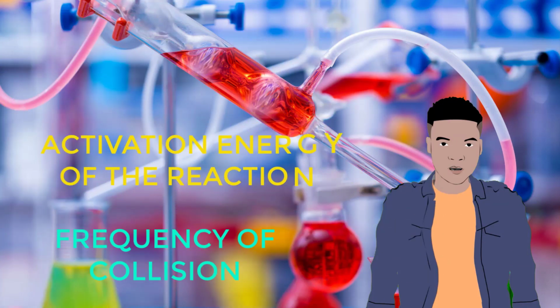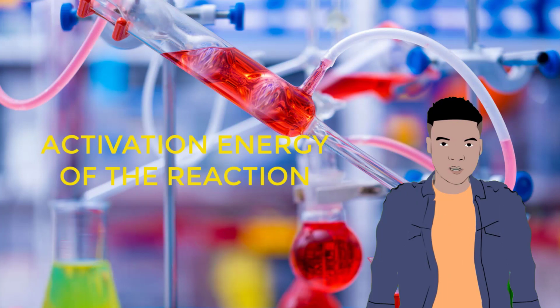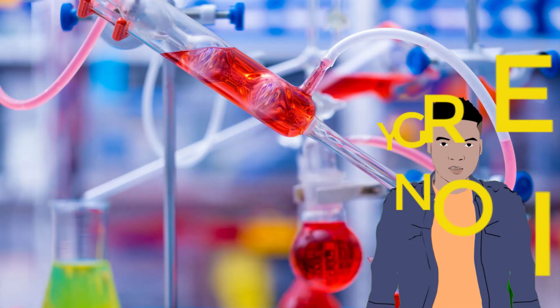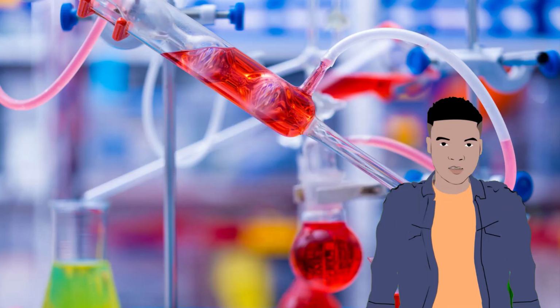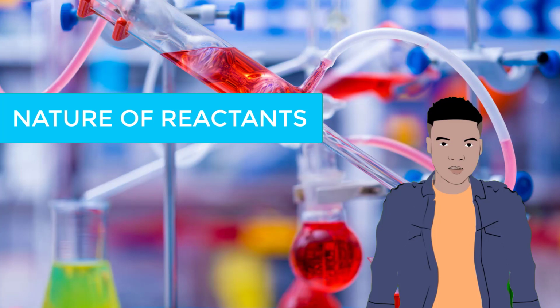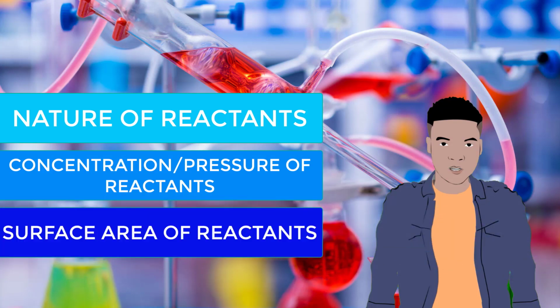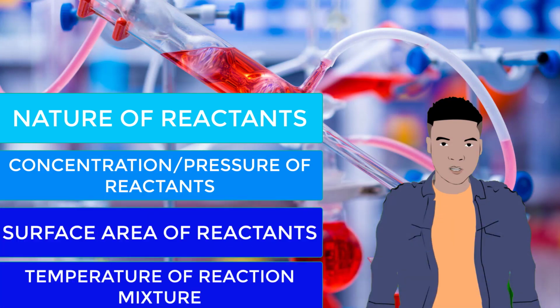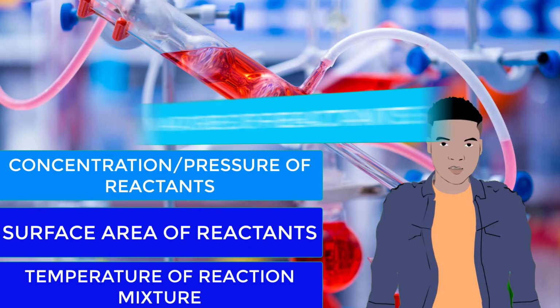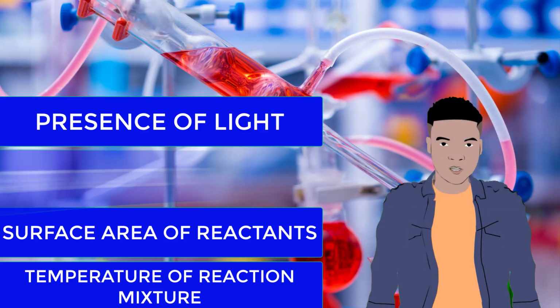These features of a chemical reaction are in turn affected by some factors which can make them change and consequently affect the rate of reaction. These are factors that affect the rate of reaction. Some important ones are nature of reactants, concentration or pressure for gases of reactants, surface area of reactants, temperature of reaction mixture, presence of light, and lastly, presence of catalysts.